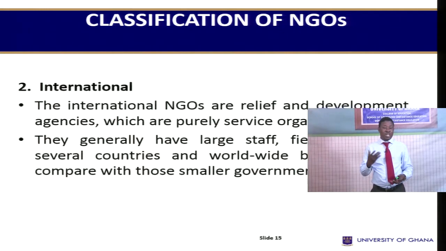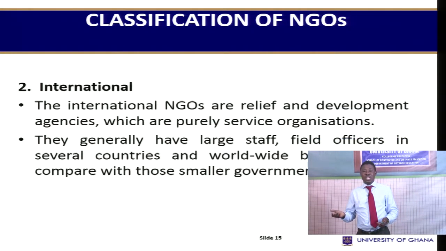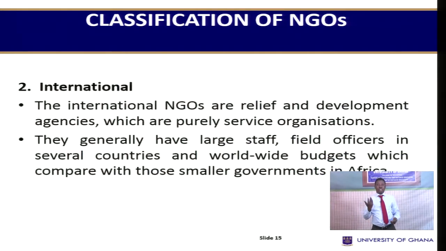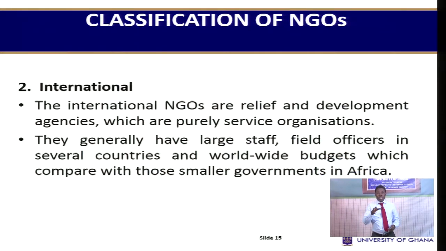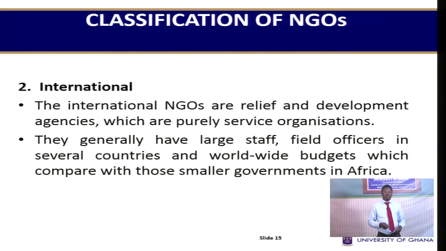But NGOs can also be international, where they have offices in many parts of the world. So for example, if you take Oxfam, if you take Plan Ghana, if you take World Vision, they have offices across the world. In fact, for most of these international NGOs, they have budgets as big as budgets of particular countries. So some NGOs, because they are international and they command a lot of resources, they can even be bigger than some countries in some parts of the world.